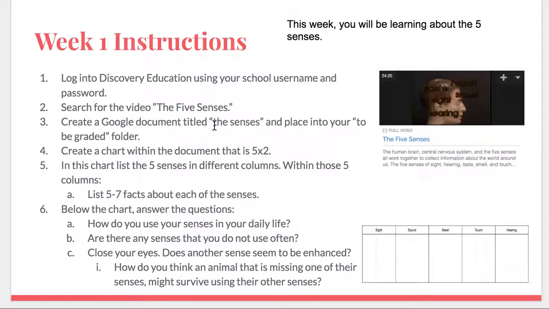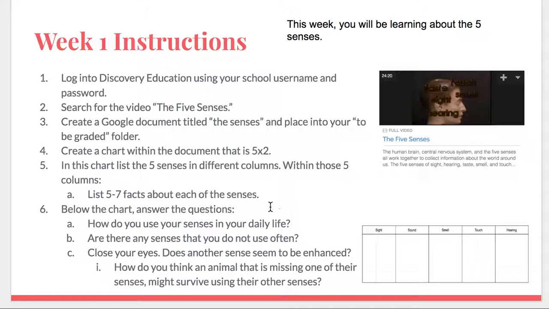Then you're going to create a Google document titled The Senses and place that right away into your To Be Graded folder. On that, you're going to create a chart on the document that's 5 by 2, and to create a chart, remember you're going to go to the Insert menu and then Chart, and then you'll have the option to slide over and it'll be 5 by 2. And in this chart, you're going to list the 5 senses in different columns. So it should look like this picture that you see here. So there should be sight, sound, smell, touch, and hearing. In those lists, you're going to write 5 to 7 different facts about each of the senses, so I know that you understand how they work and some of the special things about them.